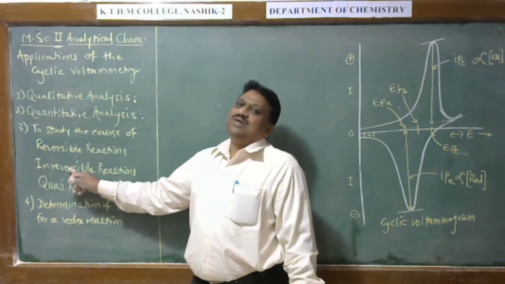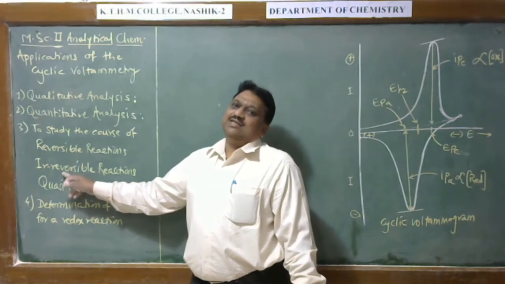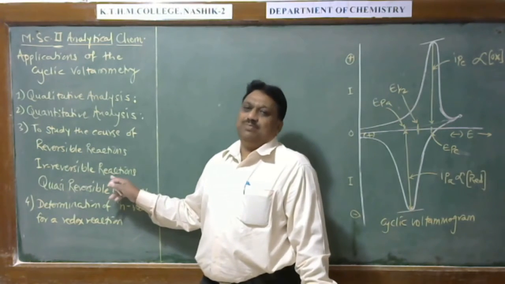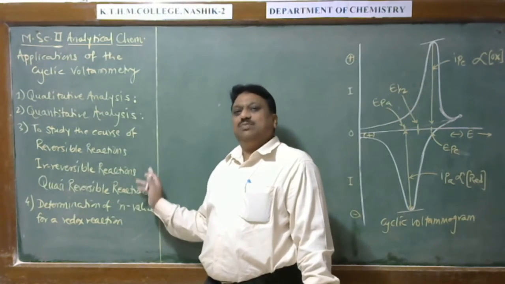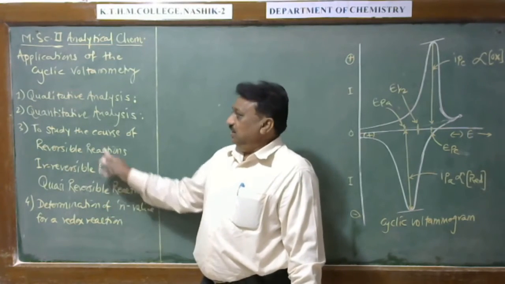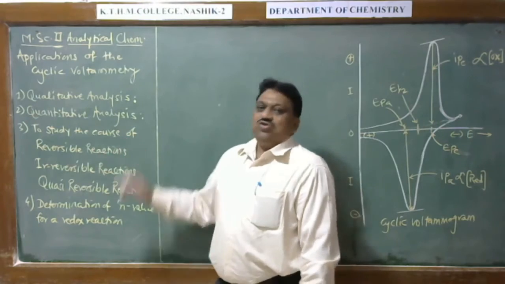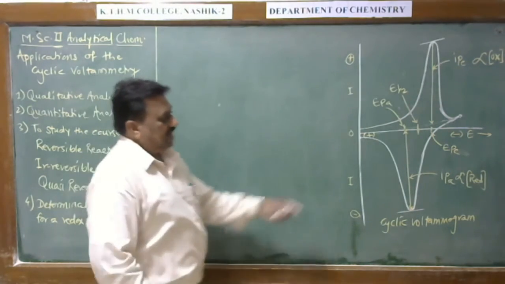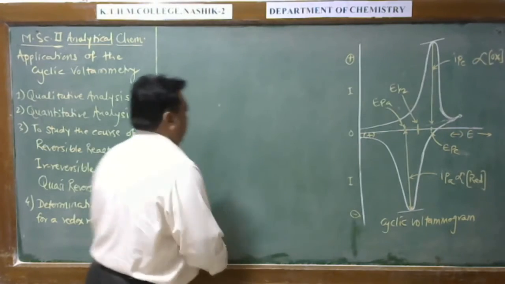That means in the first reaction, when analyte is converted into the product, part of that product may be converted into another product, and therefore the reaction is not perfectly reversible. Therefore, the course of reversible reaction and irreversible reaction can be studied by this cyclic voltammetry.